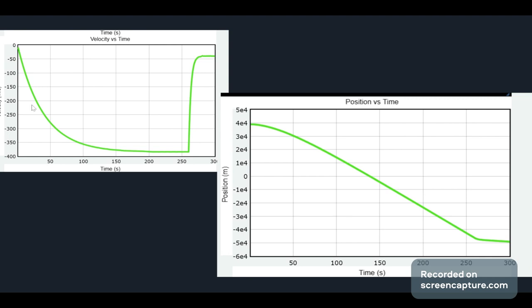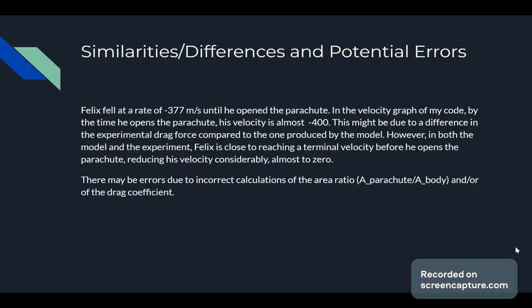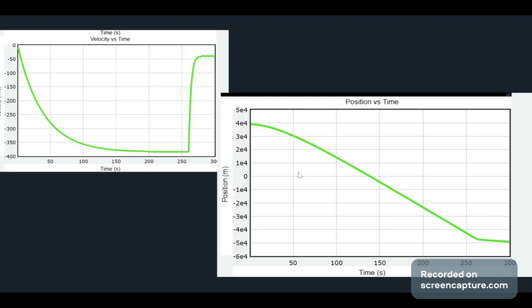Felix's velocity increases until it reaches about negative 400 meters per second, up to the point where he opens the parachute, and his velocity decreases significantly after that, and the position also changes at a significant rate. In this case, his velocity or position went below zero, which is an error.